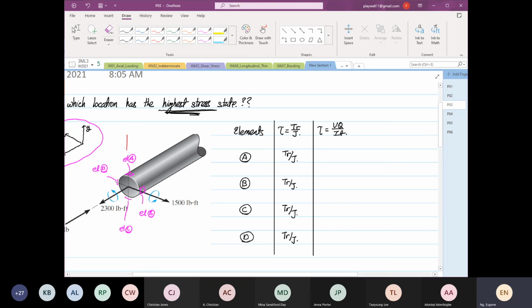Now, if we have a shear force V acting down there, then for point A, your shear stress will be equal to 0. For point B, it's going to be VQ over IT. For point C, 0. For point D, VQ over IT.